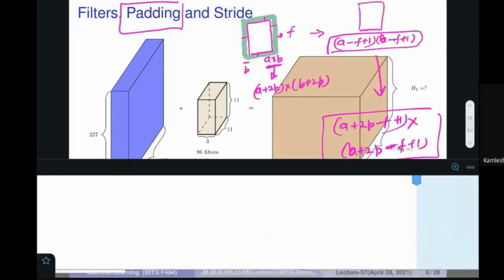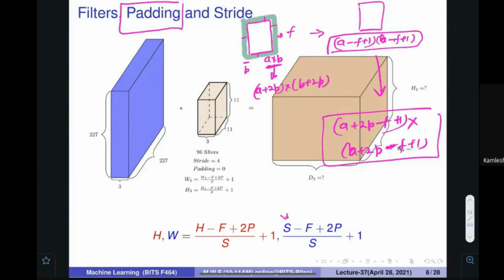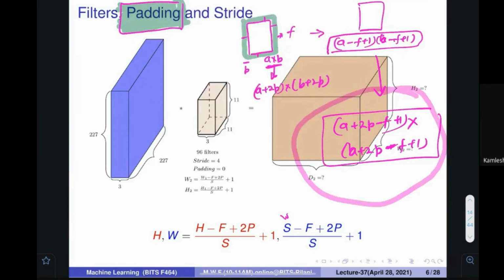Very interesting idea. So this is how you apply the padding. Now you can see that this size is going to be larger, this size is going to be larger, so therefore you can accommodate more things onto the system. Okay.